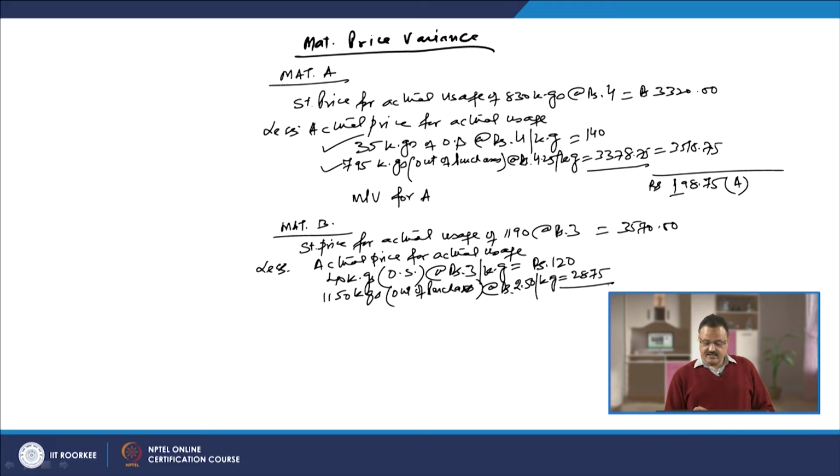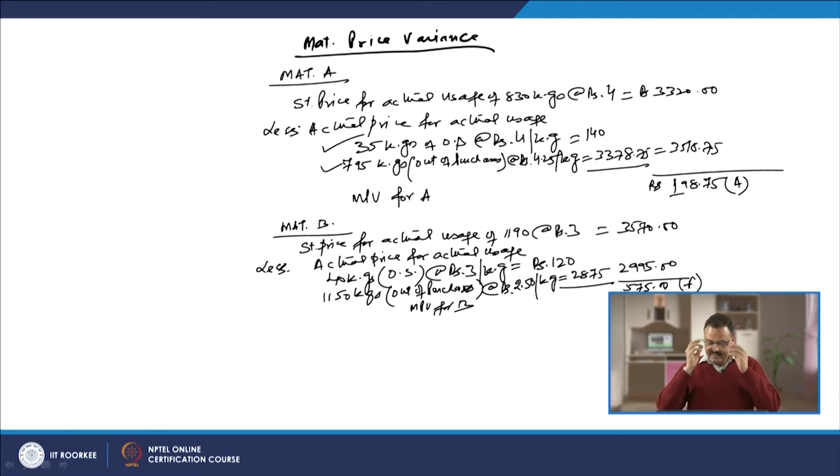that is the standard price for the actual usage is 3570, and the actual price for the actual usage is going to be how much? Sum of these two will be 2995. So, finally, you calculate this material price variance, MPV for B, is how much? 575, but this variance has become favorable.